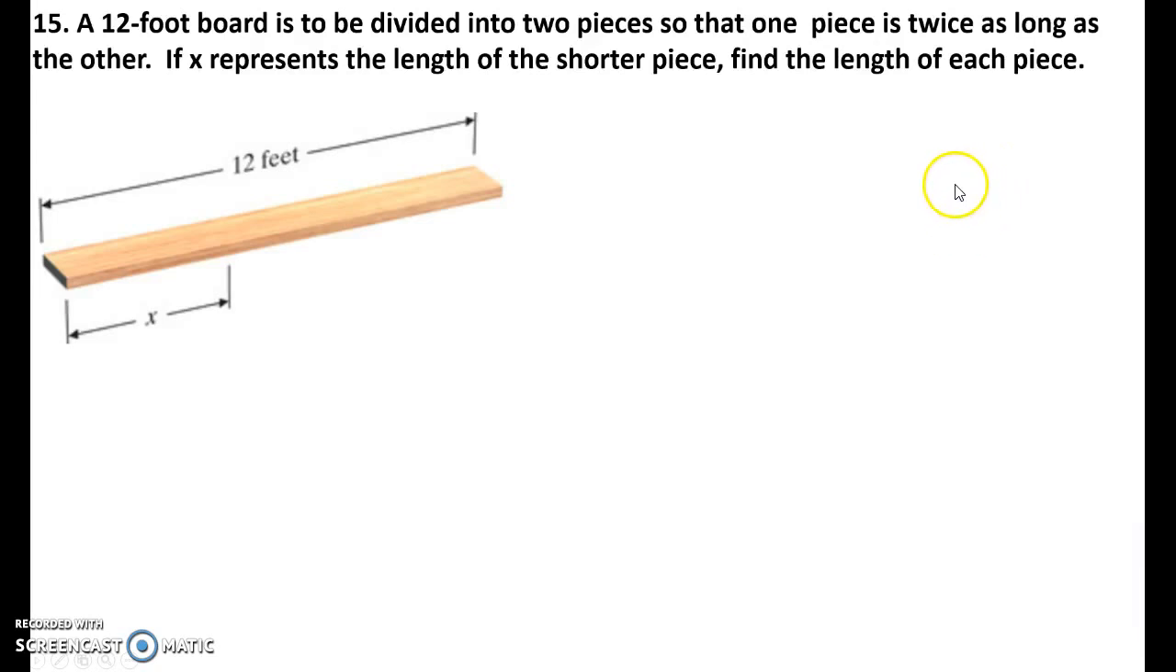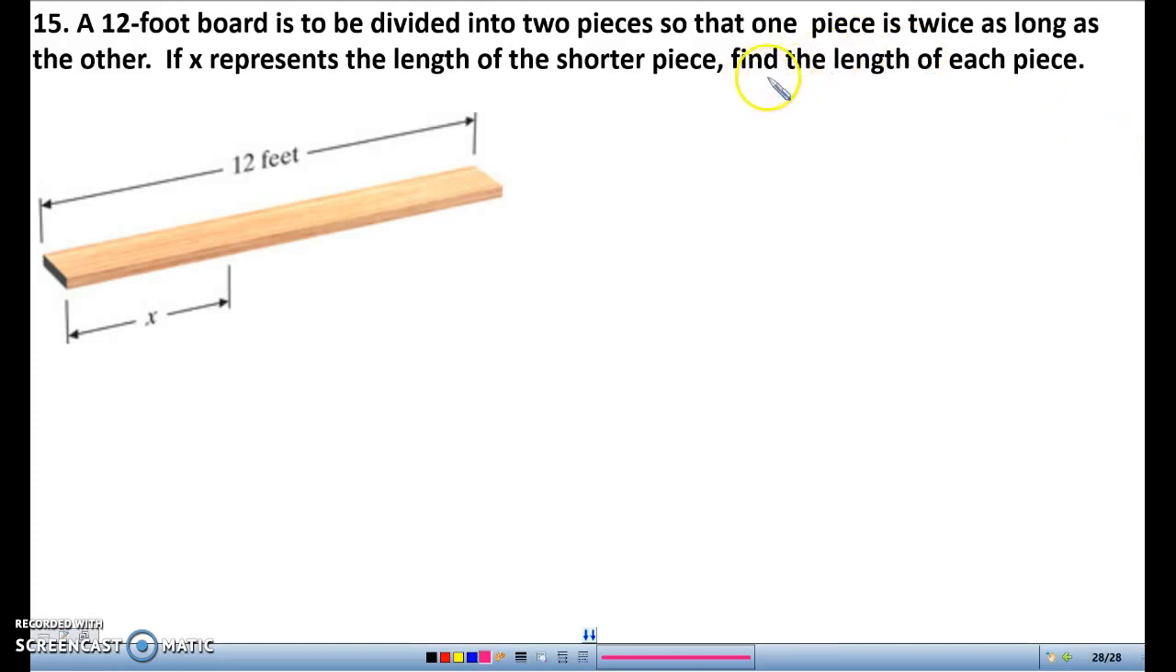Number 15, a 12-foot board is divided into 2 pieces so that one piece is twice as long as the other. If x represents the length of the shorter piece, find the length of each piece. Okay, it says we've got a 12-foot board, so I drew a diagram. It's cut into 2 pieces such that one piece is twice as long as the other. If x represents the length of the shorter piece, then this piece here is twice that length.